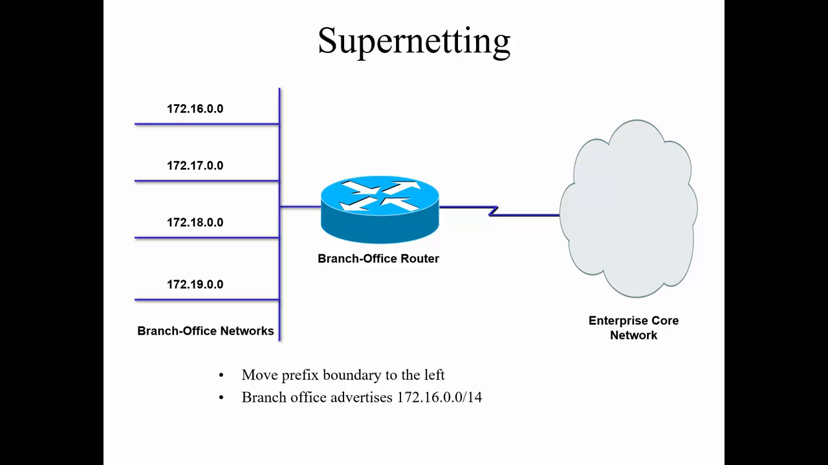So our supernetting, we move our prefix boundary to the left, not to the right. So our subnetting, we move towards the right. Here we have a slash 14. That means we're now working in the second octet. So let's look at our second octet, 16, 17, 18, and 19. We could summarize all four of these by looking at what they all have in common.